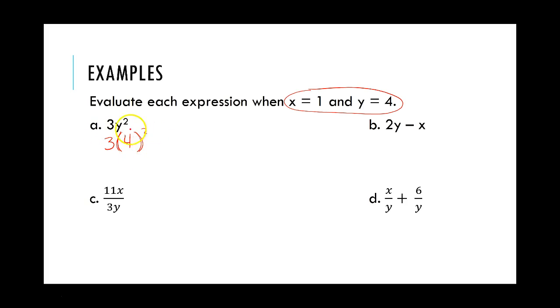Well, this is just utilizing the order of operations. So I do exponents first. 4 times 4 is 16, and then times it by the 3. And that's going to give you 48.